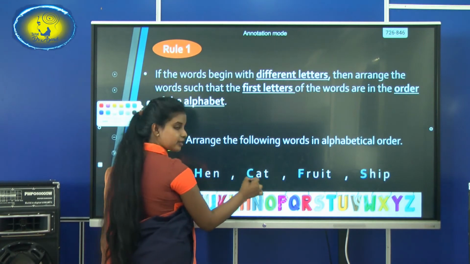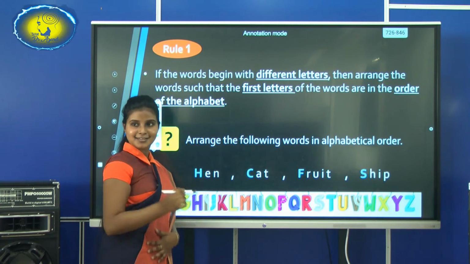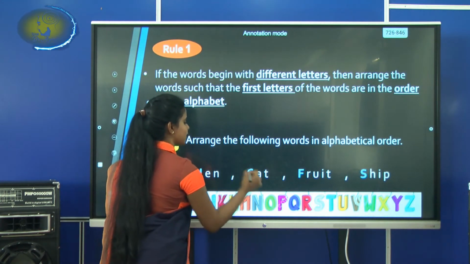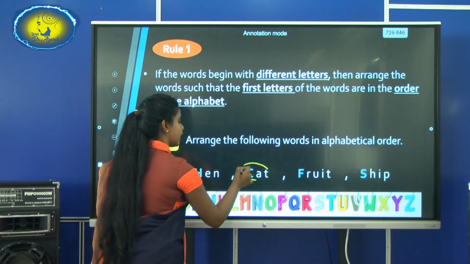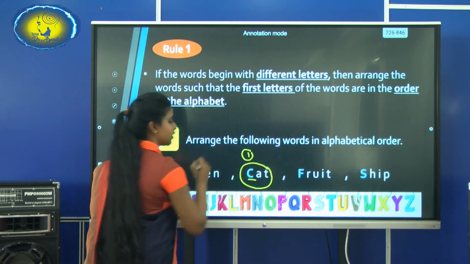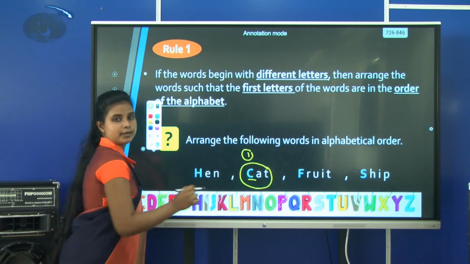This cat begins with A. Sorry, cat begins with C. It is C, not A, children. Cat begins with C. So, this cat word comes first. Remember, this word comes first. Why? Because of this C.